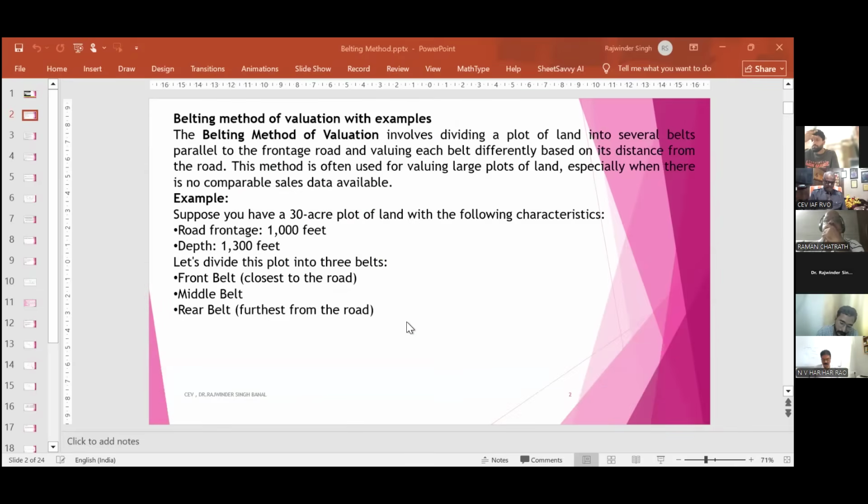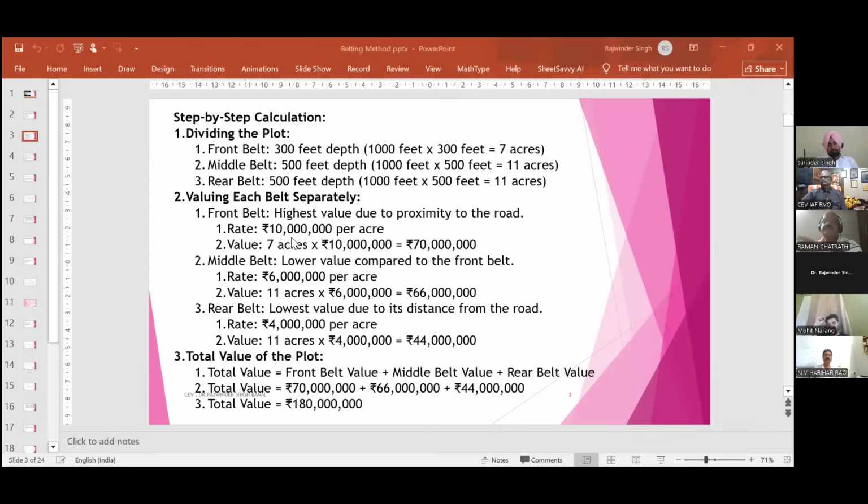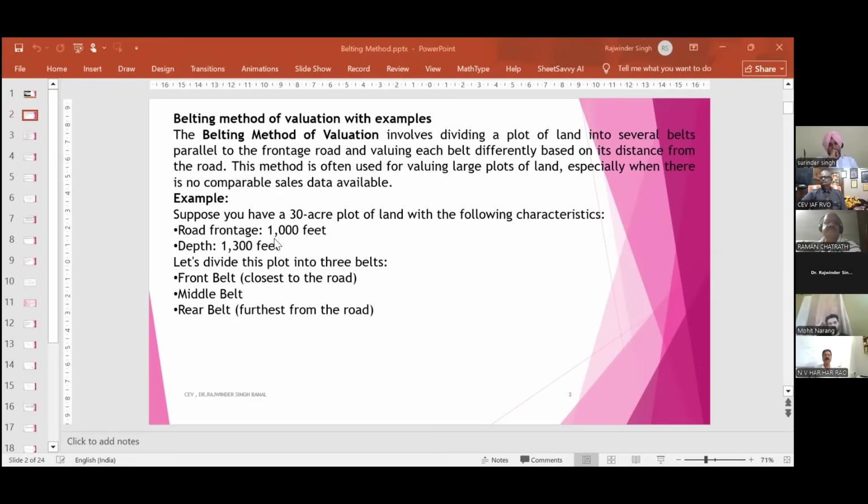So we divide, let us suppose you have a 30-acre plot of land with the following characteristics. Road frontage is 1000 feet and depth is... Yes. Sir, what is the difference between hypothetical plotting and belting method? Sir, basically what we do is only for calculation of value, not for dividing the plot at site. How this value will change?